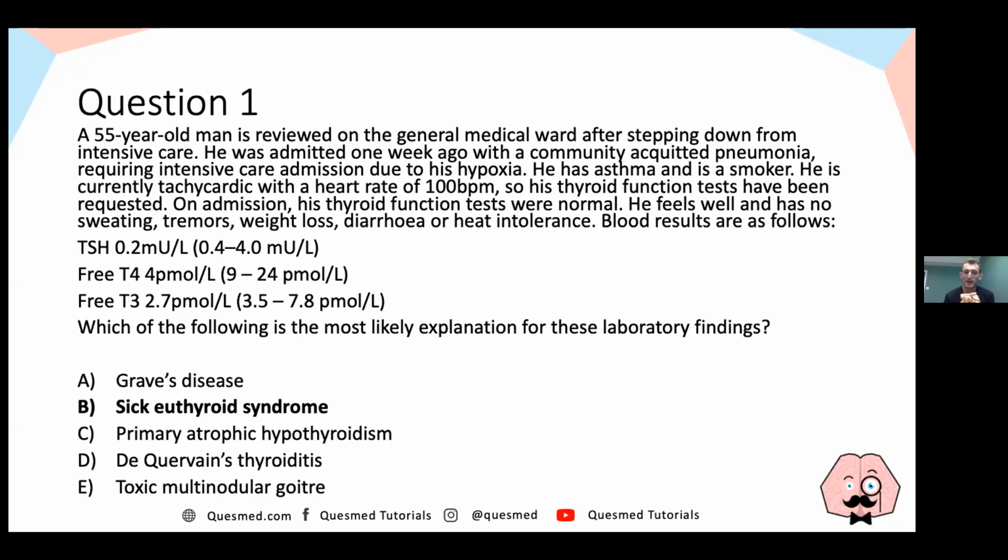So when everything is low and we know a patient's been very unwell, that typically tends to be something called sick euthyroid syndrome. Basically what that means is the patient is symptomatically euthyroid, but all of the thyroid function tests, so the TSH, the T4 and the T3, are a little bit suppressed. If this were primary atrophic hypothyroidism, we would see a low T4 and T3, but the TSH would be much higher, whereas here the TSH is low. And in Graves' disease, de Quervain's thyroiditis, and toxic multinodular goiter, we would see symptoms of hyperthyroidism.